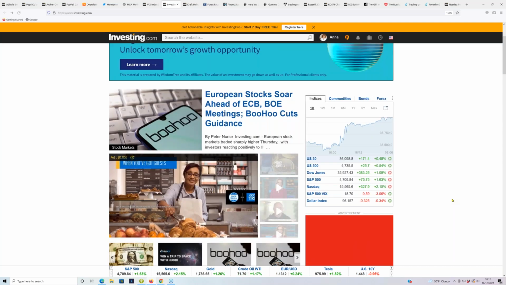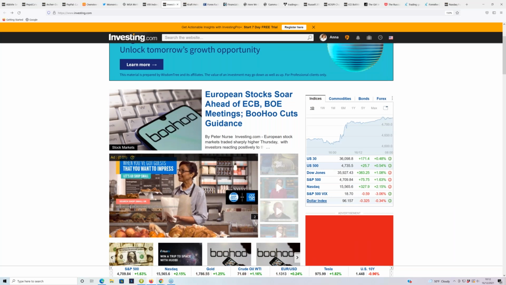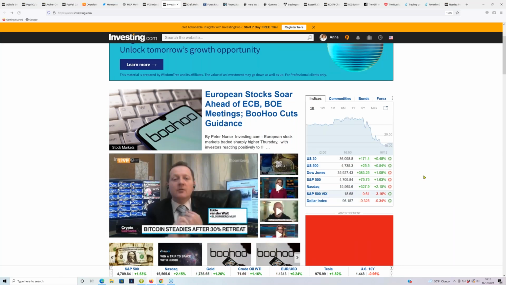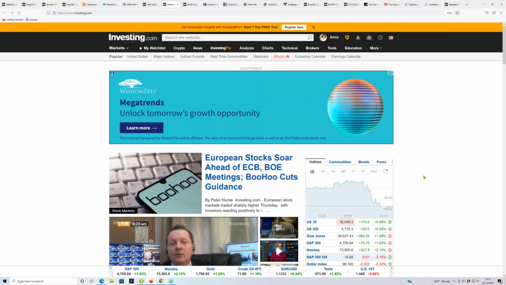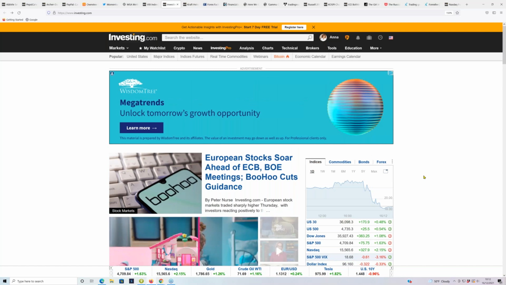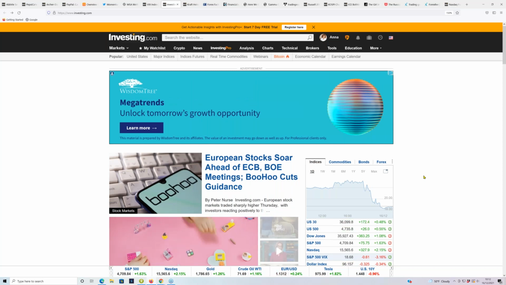The Nasdaq futures are also up. The S&P futures are up as well. The VIX is actually below 20. Those of you who come along to our stock trading session will know that the key level that we have mentioned for the VIX, which is the fear index, is 20.